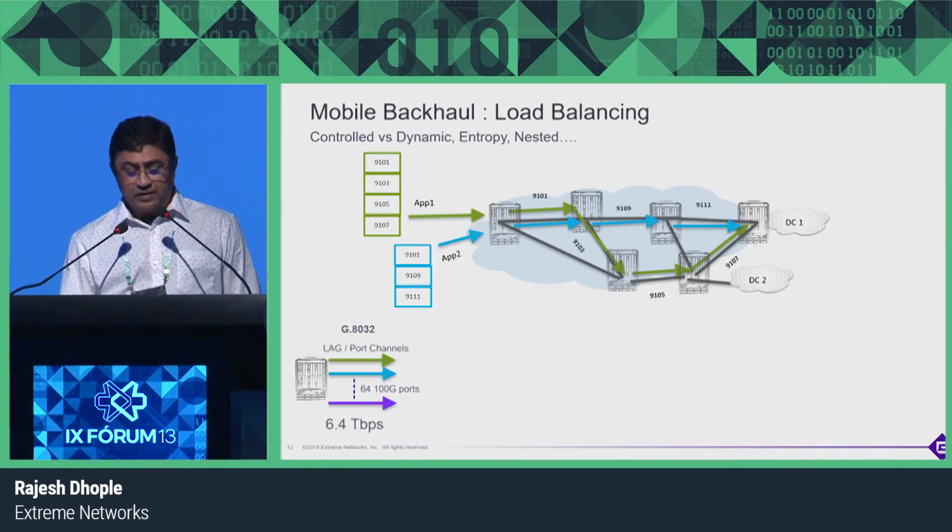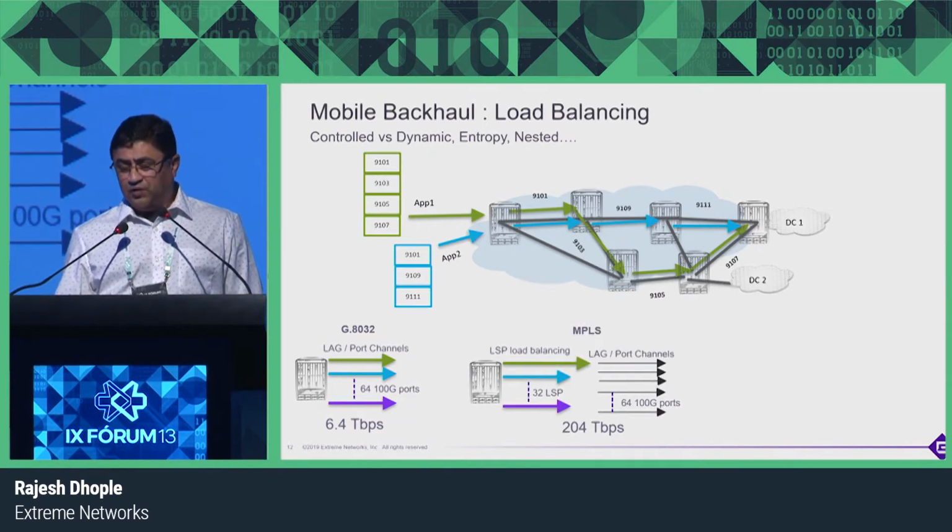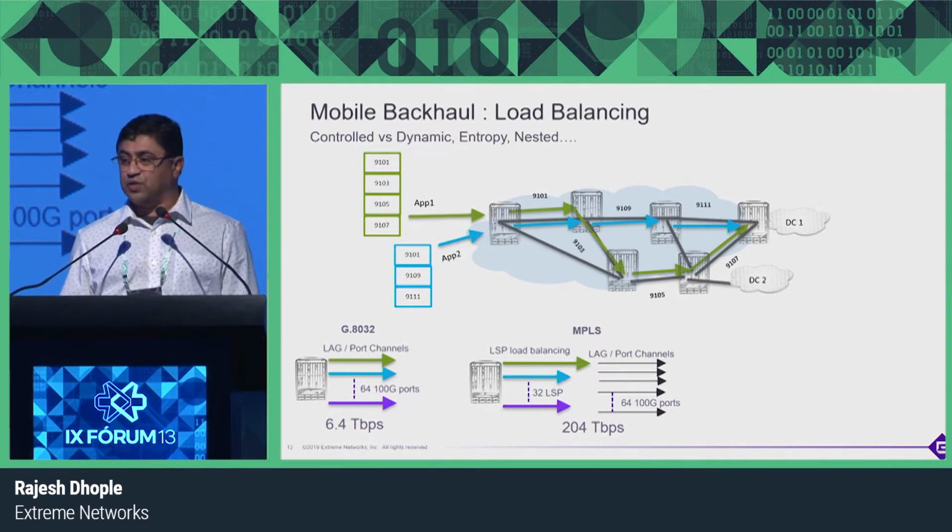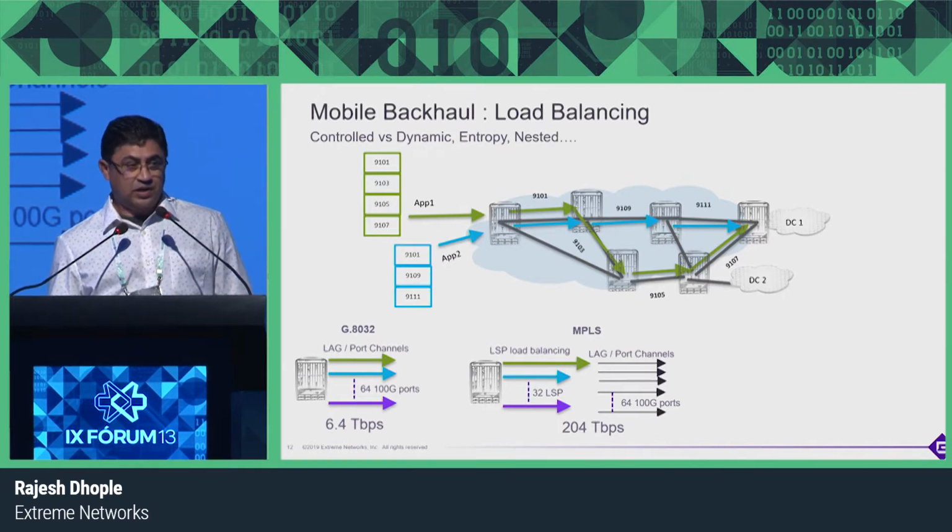Now, what we mean by nesting is, let's take a look at a standard layer 2 or G.8032 mechanism. You always have a number of links in a port channel. For example, if the port channel is each 100 gigabits, then you have about 6.4 tera which you can bundle in a single port channel. If you look at MPLS, you can nest it with a higher layer, which is LSP load balancing, which means that I can use up to 32 LSPs to load balance that traffic, and each of the LSPs can now be nested on a 64 by 100 gig port channel, roughly giving 204 tera in a single channel.